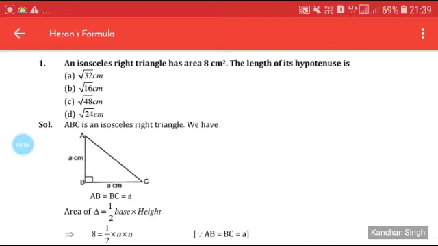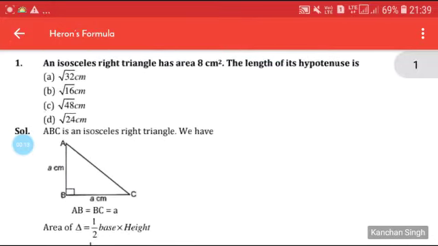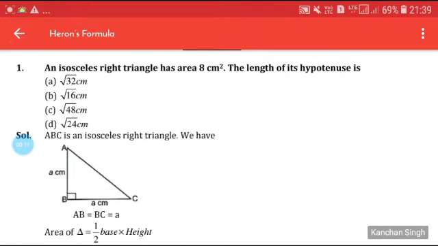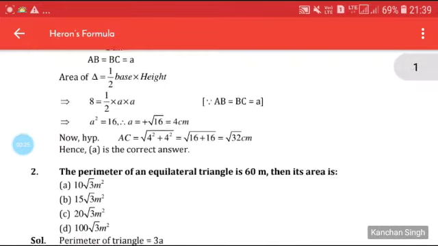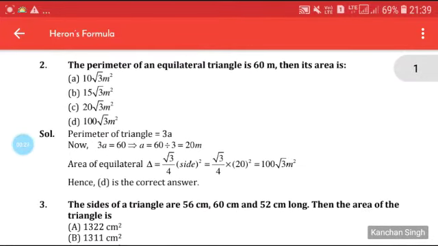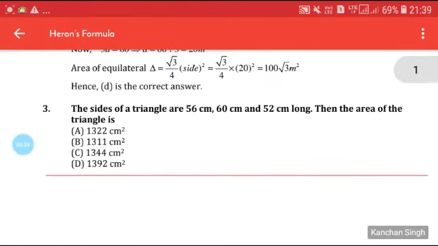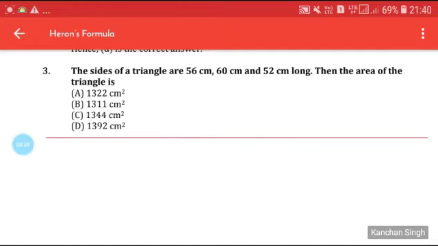So see, here our first question is: an isosceles right triangle has area 8 cm square. The length of its hypotenuse is? That is your part. You have to find the length of its hypotenuse. Now the second question is: the perimeter of an equilateral triangle is 60 meter, then its area is? That is also your part. After that, the sides of a triangle are 56 cm, 60 cm and 52 cm long. The area of the triangle is?